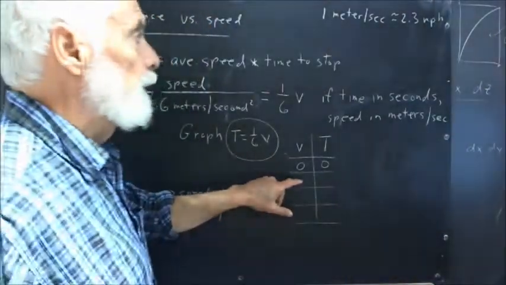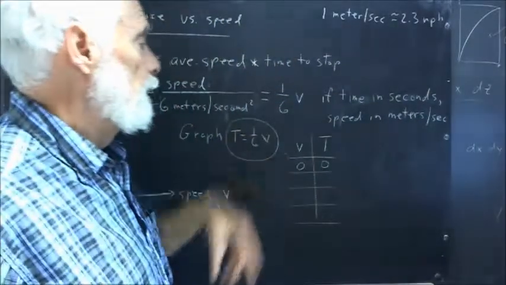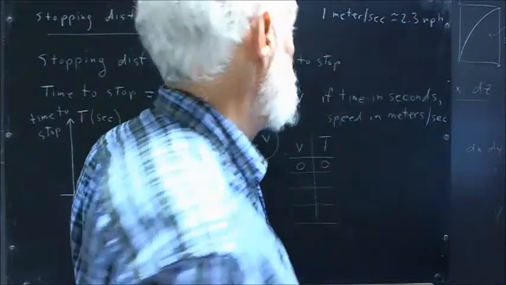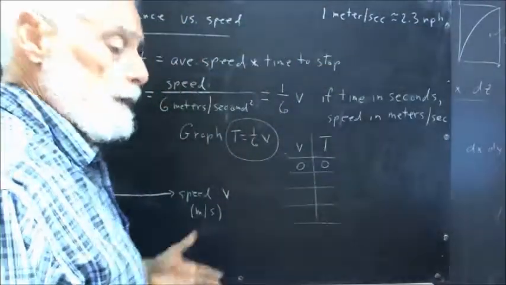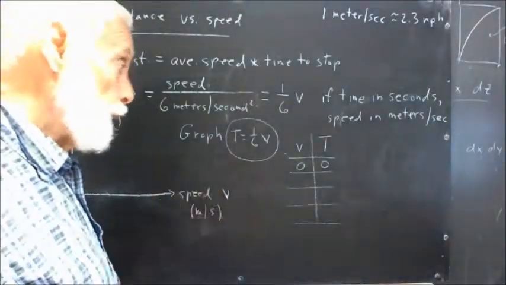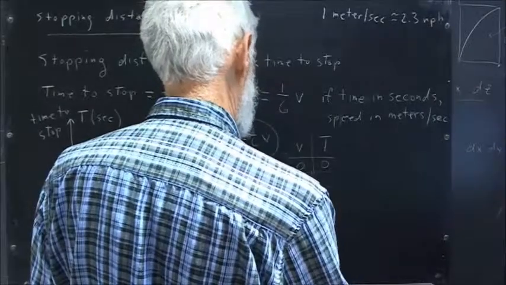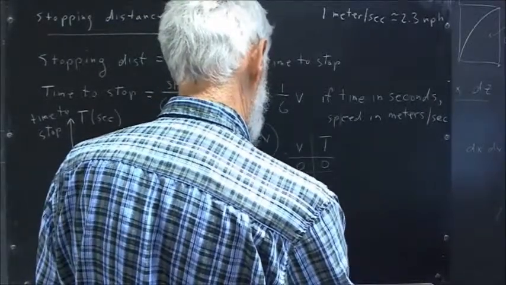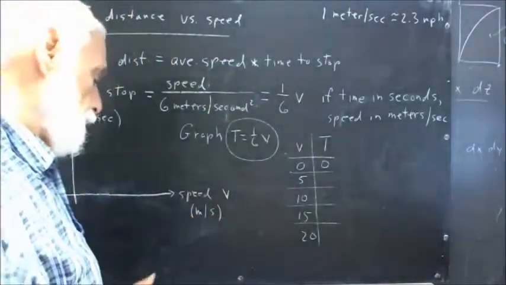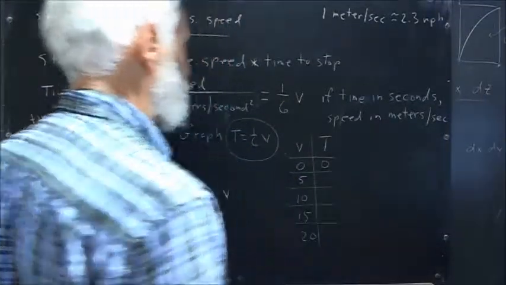Okay, 5 meters per second would be 5 times 2.3. That'd be 11.5 miles an hour. 10 meters per second would be 23 miles an hour. 20 meters per second would be 46 miles an hour. We go up to 25, 30, and you're getting up to highway speed. 35, 40 if you really speed. But I'm just going to use 5, 10, 15, and 20, the kind of speeds you would have around town or near a town. So what's the time to stop?